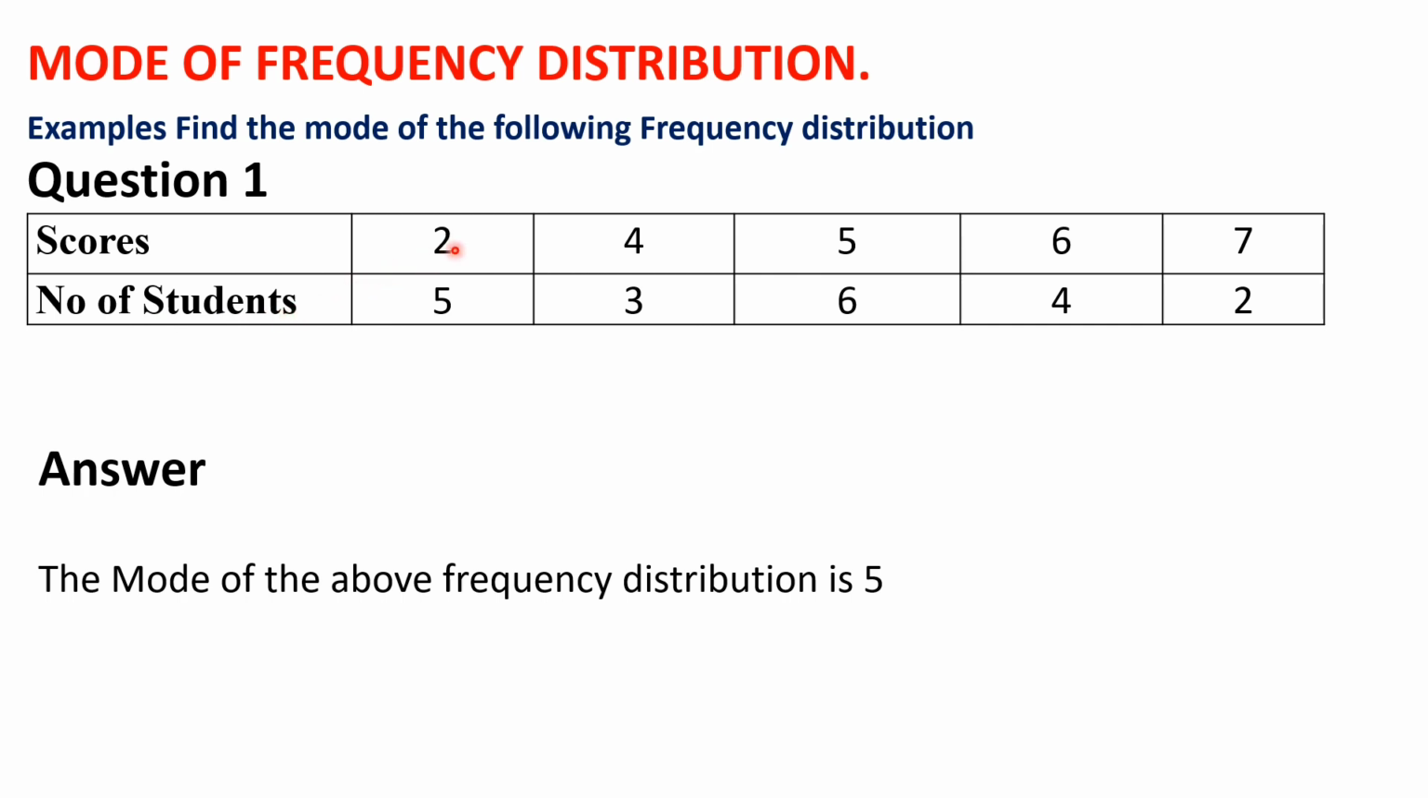Now, how many students score 2? 5 students score 2. 3 students score 4. 6 students score 5. 4 students score 6. And 2 students score 7. Now, what is the mode of this frequency distribution? The mode of the frequency distribution is 5, because 5 is the number that has the highest value of occurrence. 5 occurs 6 times. So the mode of this frequency distribution is 5. Do you understand? Now let us proceed to the second question.